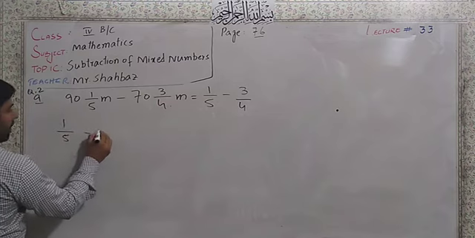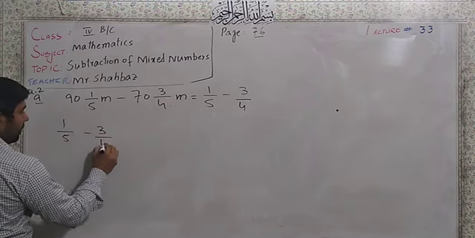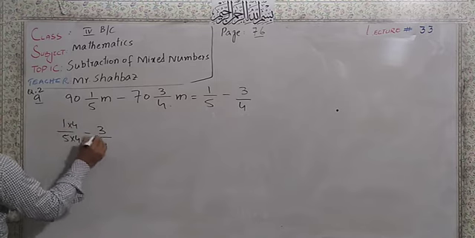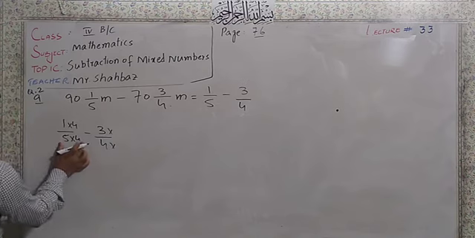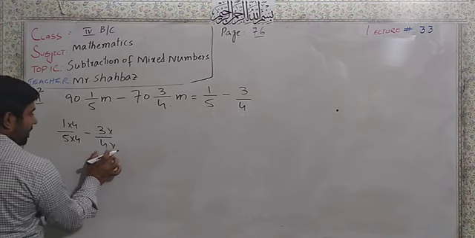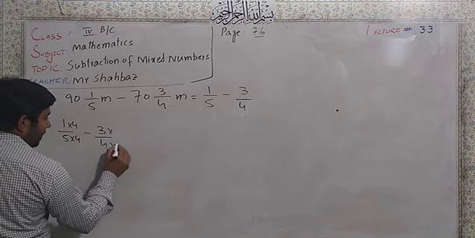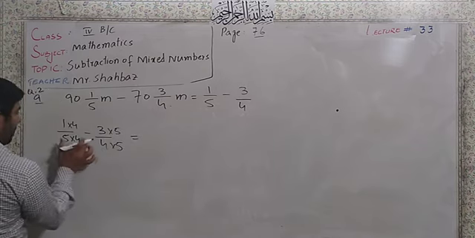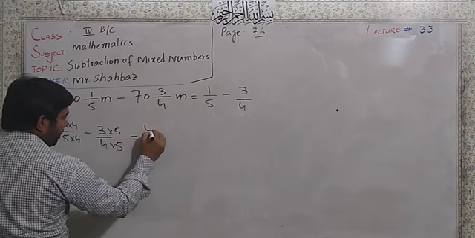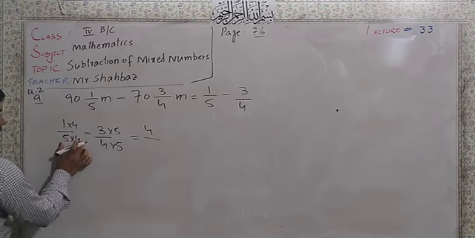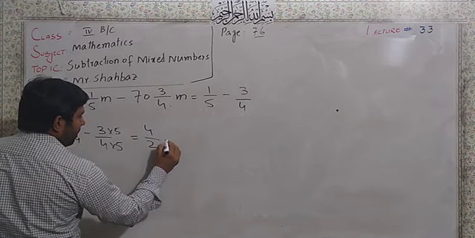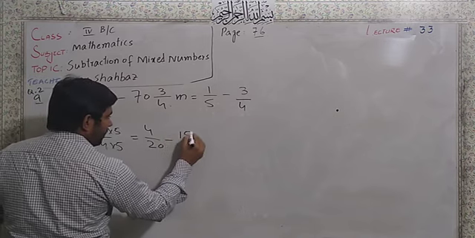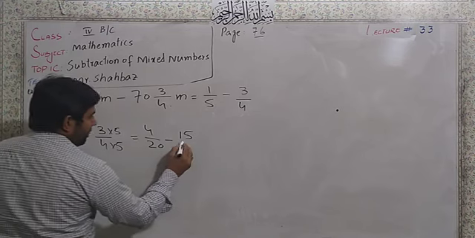1/5 minus 3/4. Multiply 4 and 5 to get 20. 5 4s are 20 and 4 5s are 20. It means we multiply with 4 here and 5 here. So what will be the equation? 1 4s are 4 and 5 4s are 20. This also, 3 5s are 15. And this is 4 5s are 20.